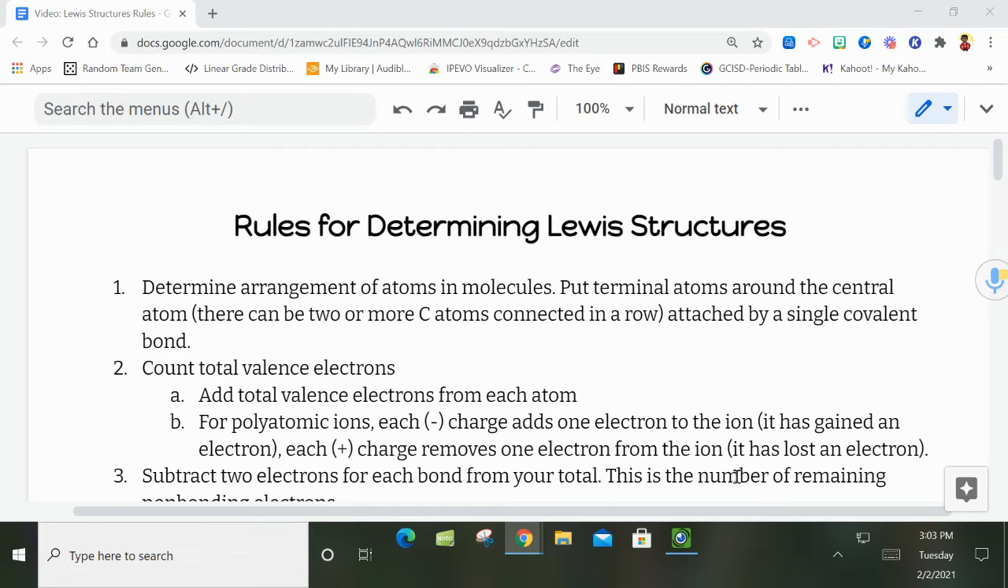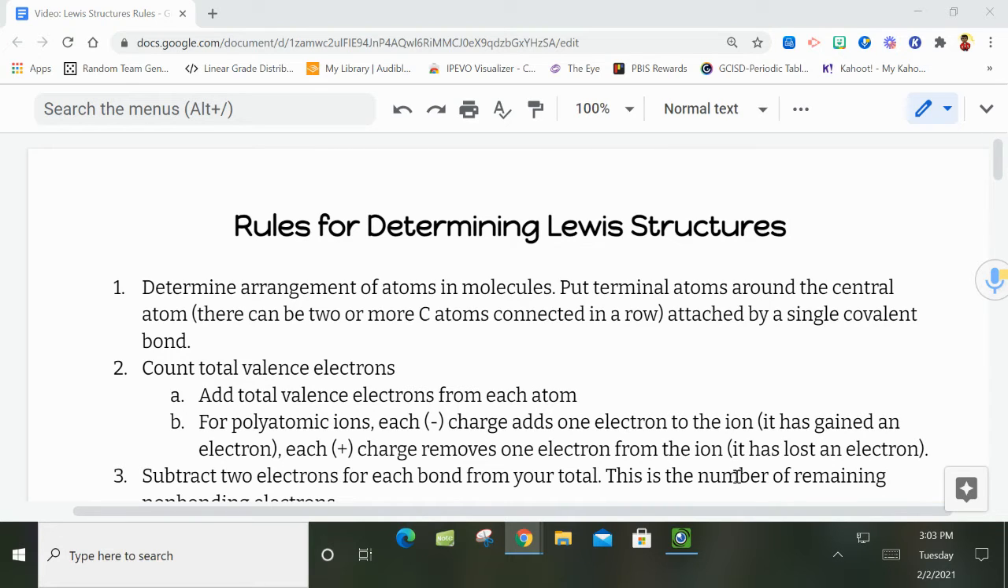All right, so what we're starting out looking at are the rules for determining Lewis structures. The first thing we want to do is to determine the arrangement of atoms in the molecule. Basically, one of the atoms will be what we call the central atom. It goes in the middle, and then we will put the other atoms around it.